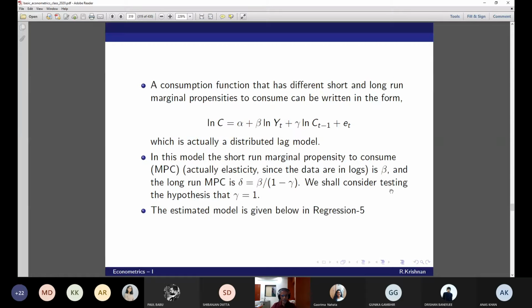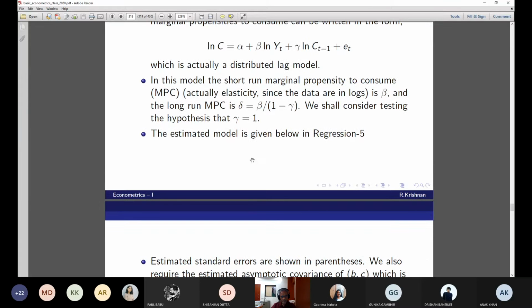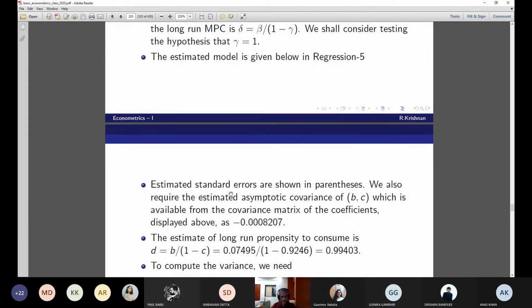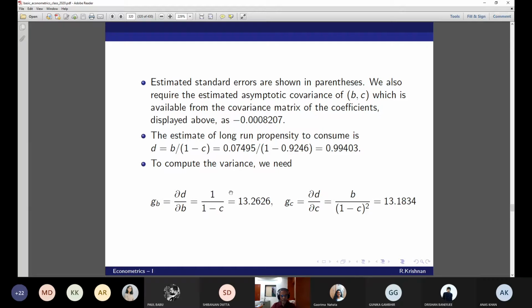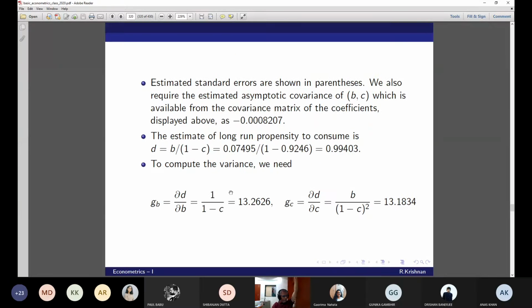We shall consider testing. Sorry, this is delta equal to 1, not gamma. Consider testing delta equal to 1. The estimated model is given below in regression 5. Estimated standard errors are shown in parentheses. We also require the estimated asymptotic covariance of B and C, which is available from the covariance matrix of the coefficients displayed above, in your output.